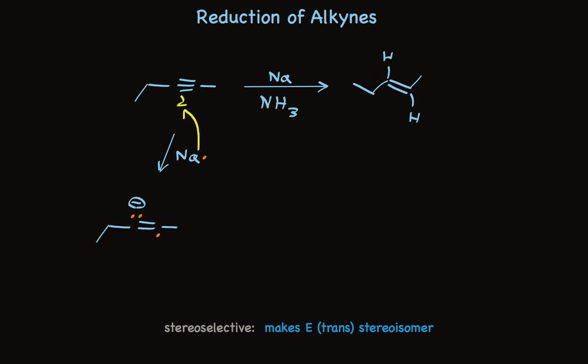The result is an anion. One of the two carbons has a pair of electrons and a negative charge. The other carbon of the pi bond has a single electron. That anion is a very strong base, and in the presence of ammonia, it takes a proton away from ammonia. The result is an intermediate that has a double bond, and one of the double bond carbons has a single electron. It needs another electron to have a filled outer shell, so it reacts with another sodium atom.